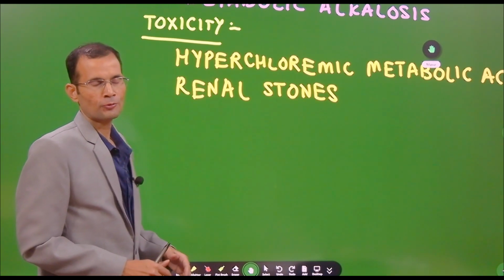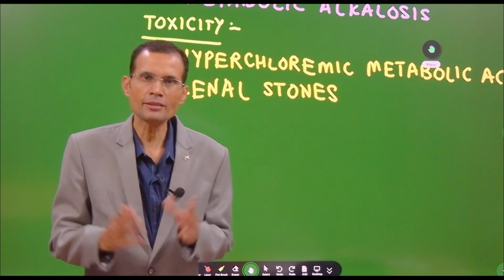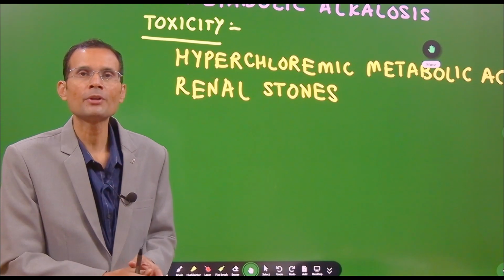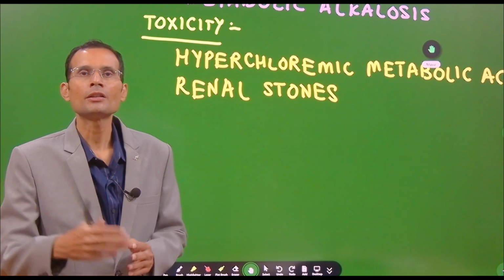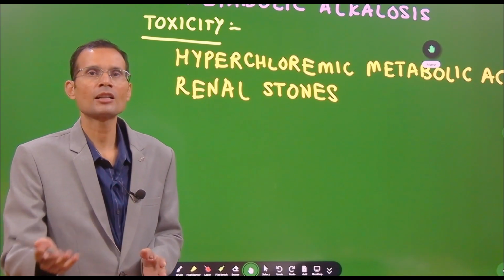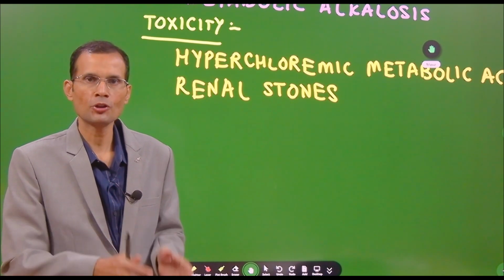So that's the basis for formation of renal stones, and that's category number 1 that we discussed today, the carbonic anhydrase inhibitors. Next video we will discuss some other diuretics and their physiologic basis.